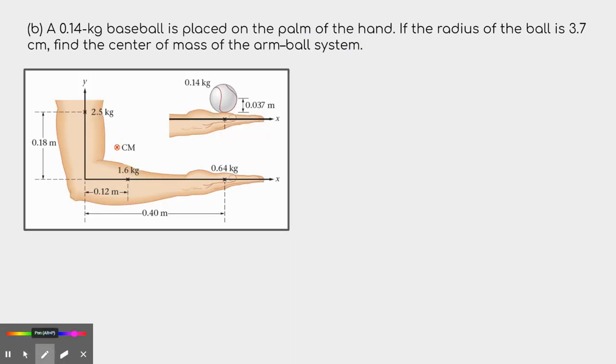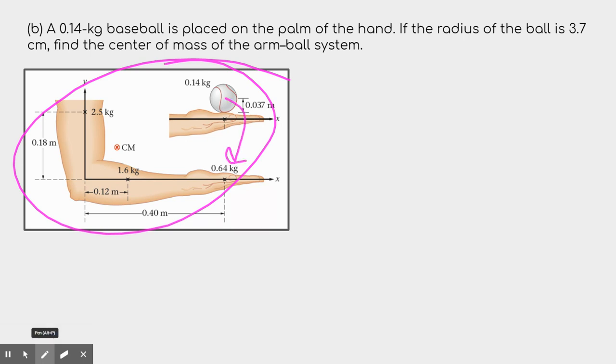Okay, so for part B, we now have a baseball placed on the palm of this person's hand. We know the radius of the ball, so we want to find the center of mass of this system. Well, I'm sorry, the system with the ball included. So it would be the whole system. But now we have a ball in this person's hand.